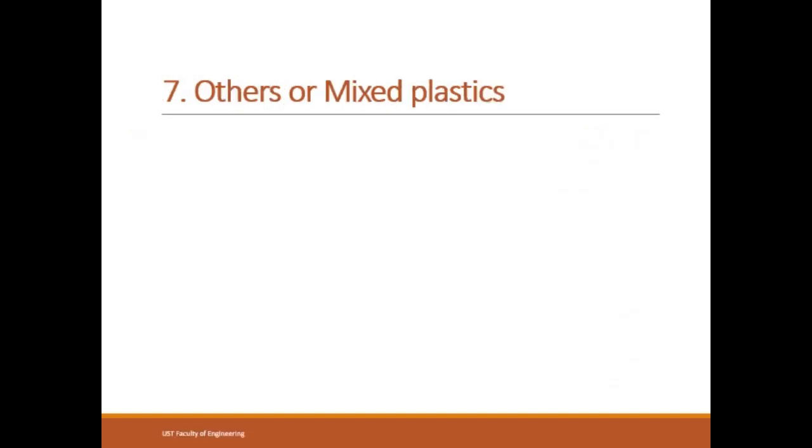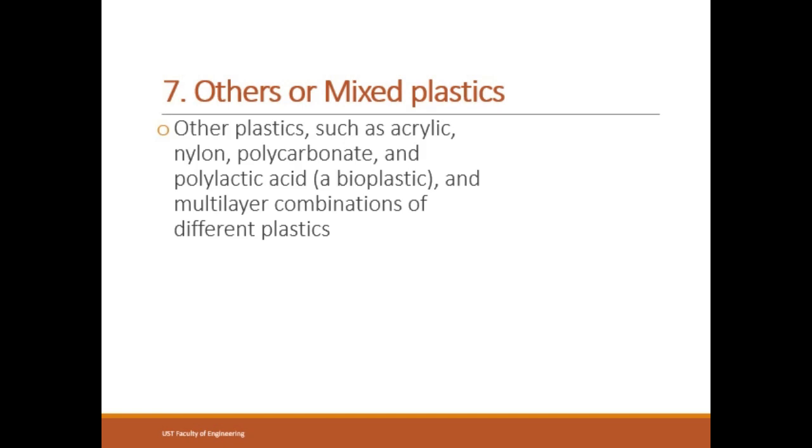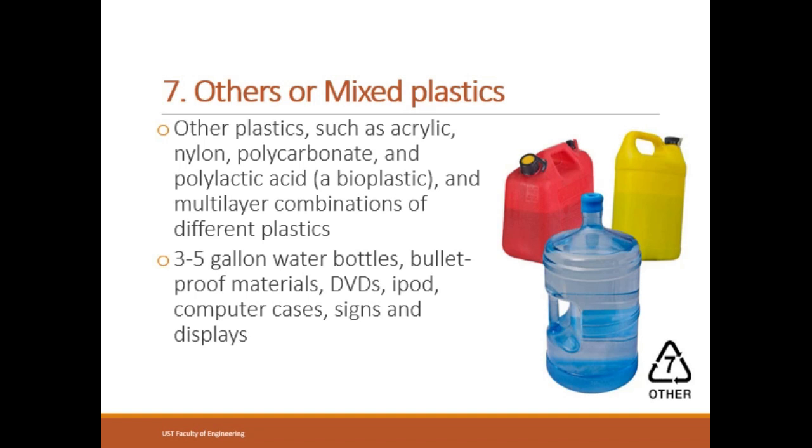And then lastly, we have code 7, which is for other resins or plastics. This category includes many other polymers other than the 6 previously specified. Examples include nylon and polycarbonate, and combinations or blends of different polymers. Usually, polymers are blended to improve the mechanical property or strength of the materials. So things such as 3 to 5 gallon water bottles, bulletproof materials, DVDs, and computer cases are items that fall under this category.